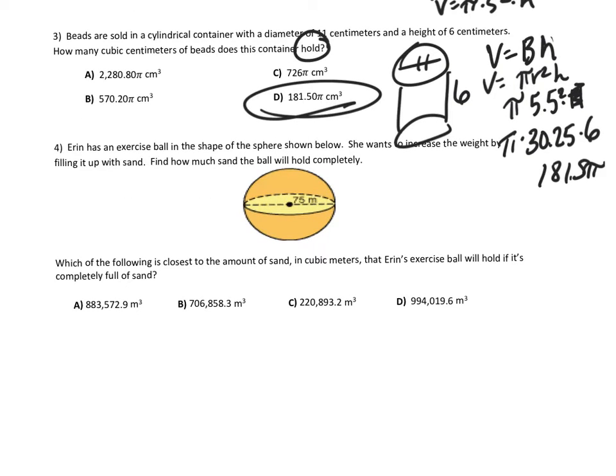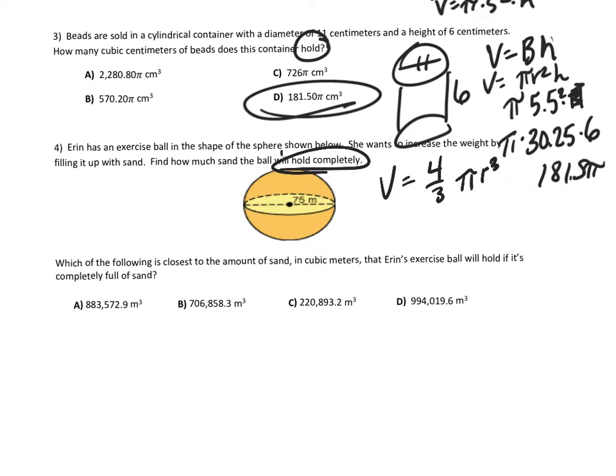Erin has an exercise ball in the shape of a sphere. She wants to increase the weight by filling it up with sand. Find how much sand the ball will hold completely. That's going to be volume. Volume of a sphere is 4/3. On the formula chart, does it give you the actual formula for the volume? What does it say? 4/3 pi r cubed. Is that what it says?